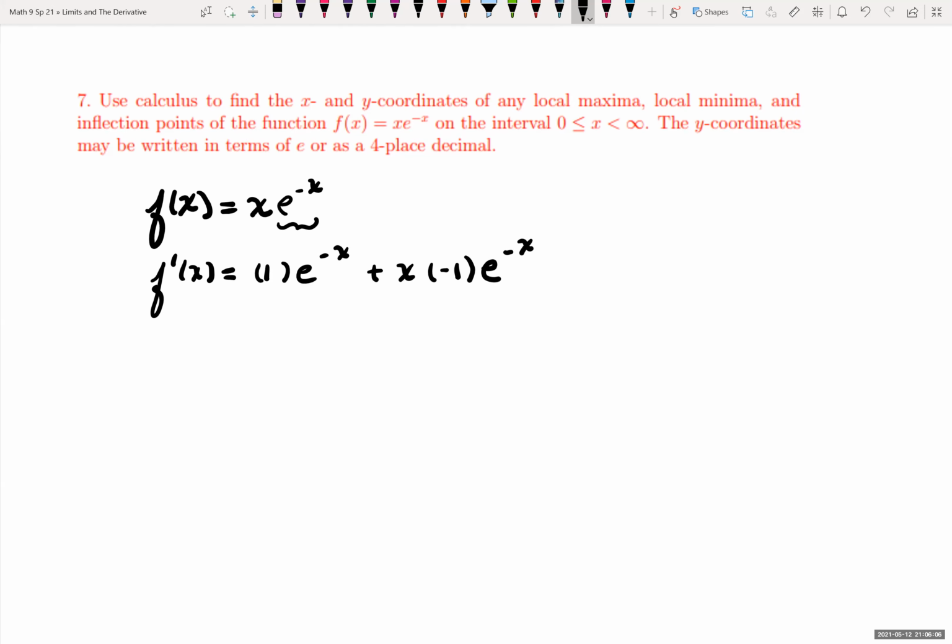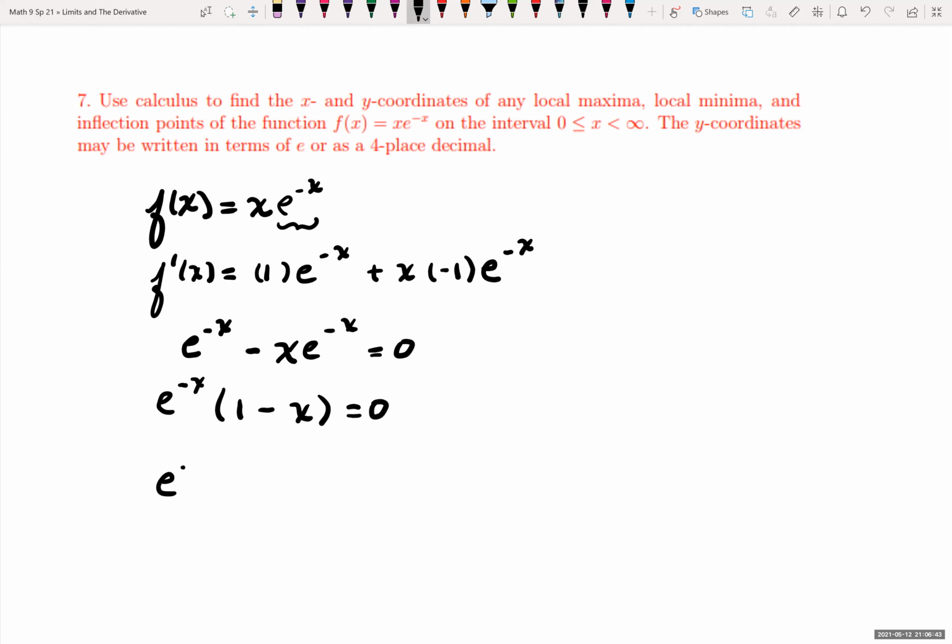Once we've done this, we want to find our critical values. So our critical values are where this is undefined and where this is equal to 0. Looking at when this is equal to 0, I have e to the negative x minus, pulling that negative out, x e to the negative x. And we want to know when this is equal to 0. I notice that we can factor out an e to the negative x from both of those terms, which would give us e to the negative x times (1 minus x).